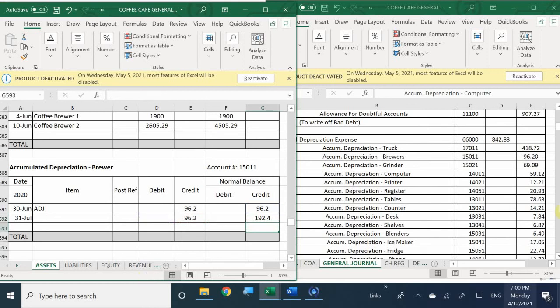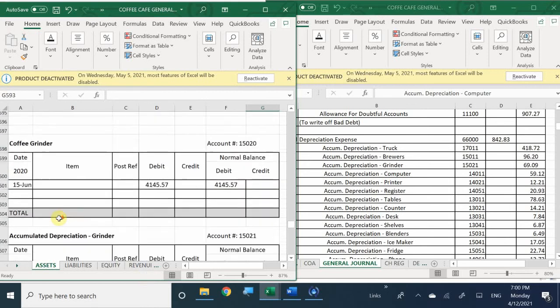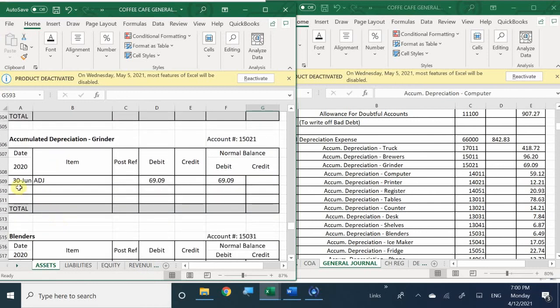Then we're going to go down to our grinder. Okay, here we are, accumulated depreciation. You can write adjustment. And we also know that this was also straight line. So therefore, we got to fix this here. It's not a debit, right? It's a credit for 6909. So therefore, there you go. Fix that little mistake there. So here, 6909.